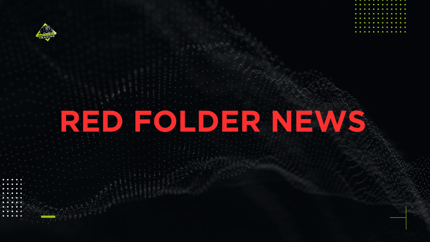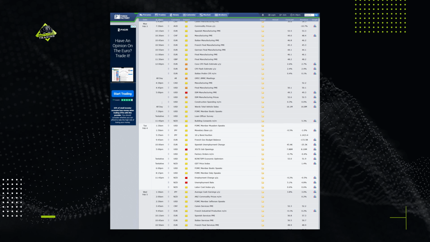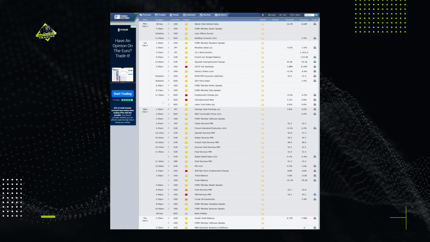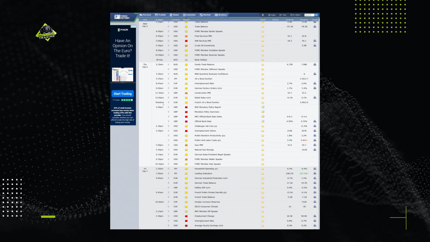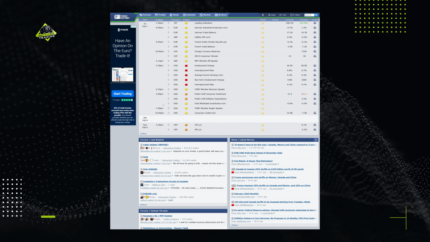So, how do we find these news events? We can go to Forex Factory's website and look for red folder news in advance. These events usually include major economic releases like non-farm payrolls, FOMC statements, CPI, and interest rate decisions, basically anything that shakes the market. Once we identify upcoming high-impact news, we can prepare for it and set up our trades accordingly.